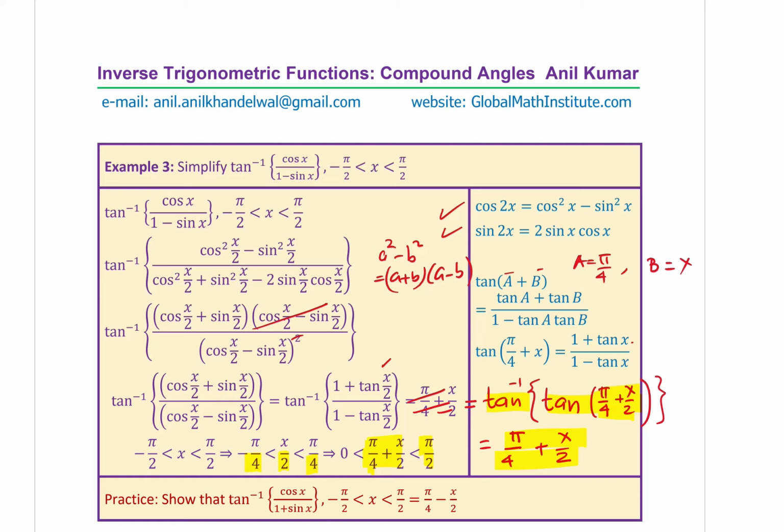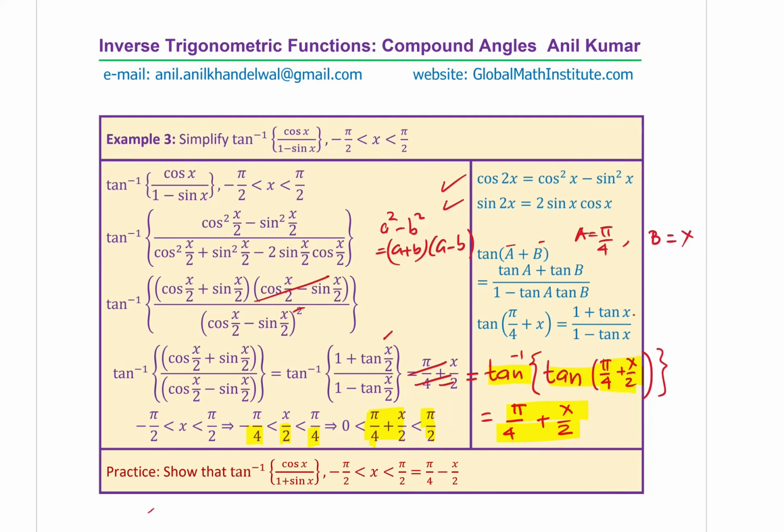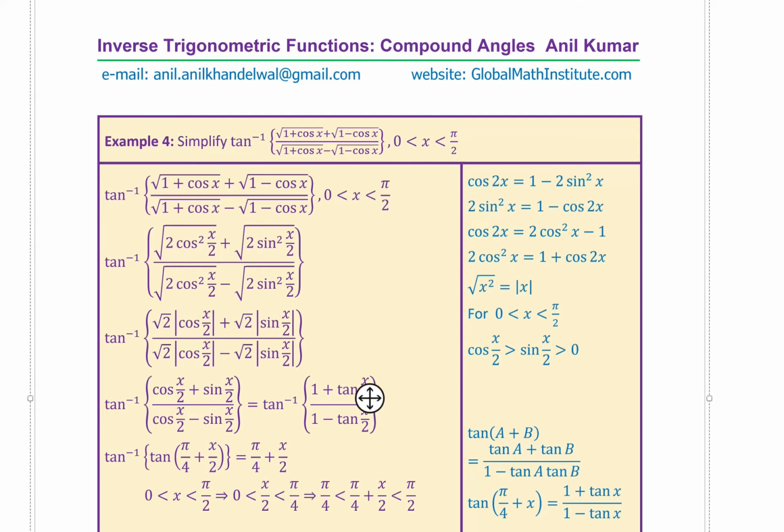π/4 plus x/2. Correct? So that is how we are going to solve such questions. I hope it makes sense. Let's take up the next example, which is example 4. Simplify tan inverse of square root of 1 plus cos x plus square root of 1 minus cos x, divided by a similar expression with a negative sign in the denominator. x is between 0 to π/2.